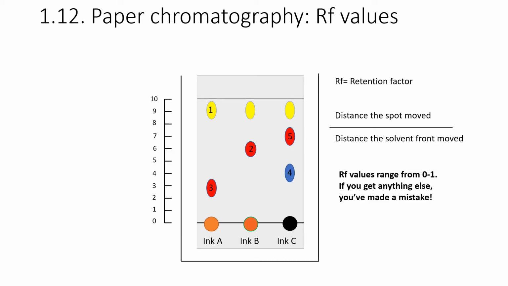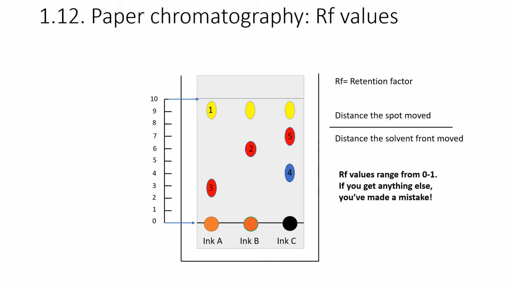To calculate the RF value, we need to divide the distance that the spot has moved by the distance that the solvent front has moved. So the first thing to do is to measure the distance between the baseline and the solvent front. In this case, it's a 10 centimeter distance. So all of our calculations right now will be the distance that the spots moved divided by 10.